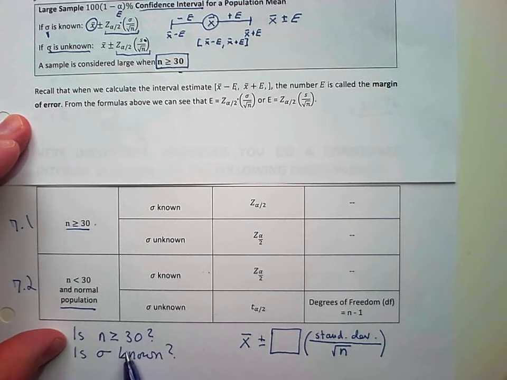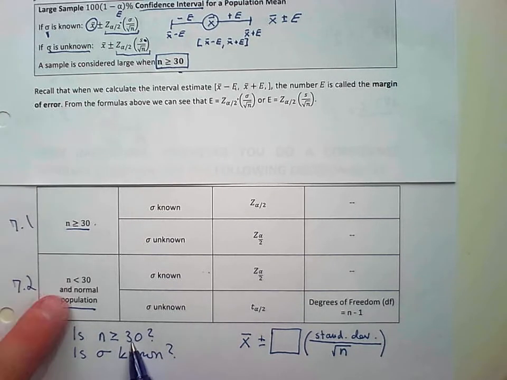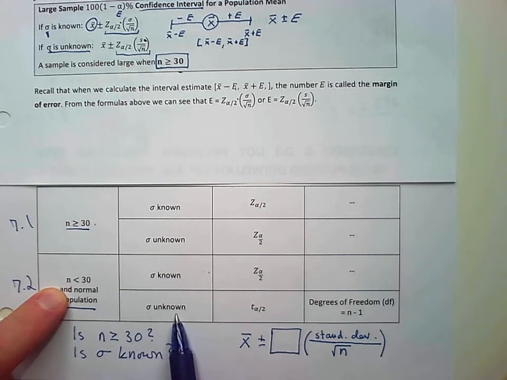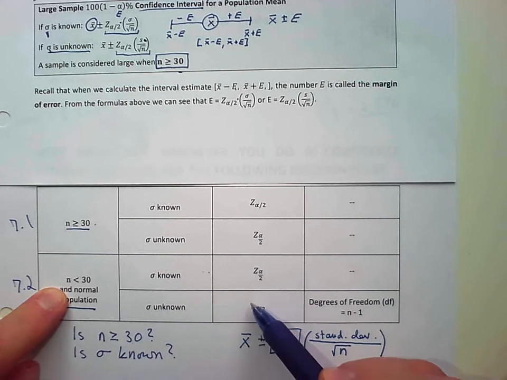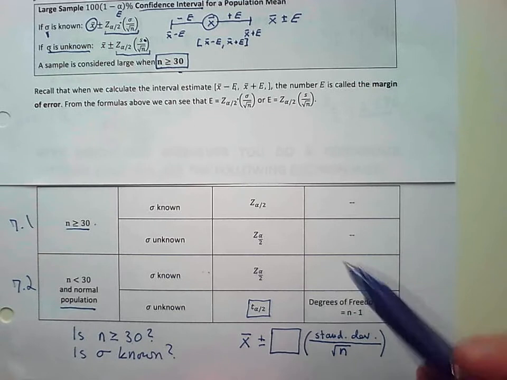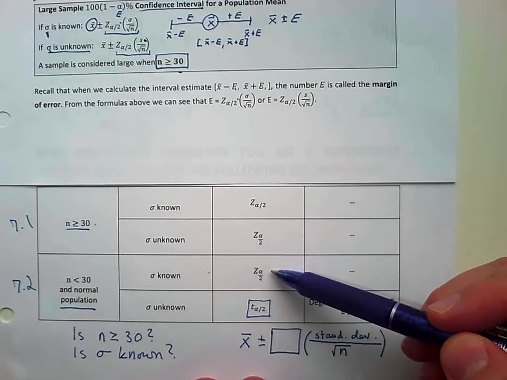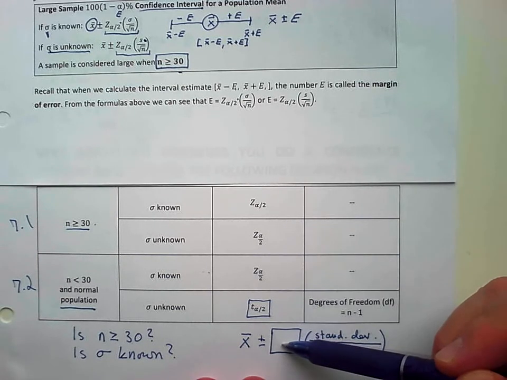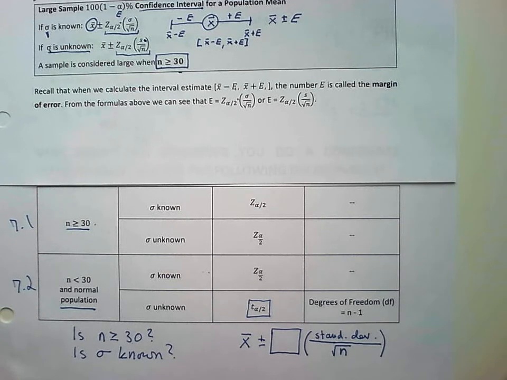If we answer no to the first question, so we're down here, and we answer no to the second question, is sigma known, now we're going to be down here. And if we answer no to both of those, we're going to start to use something called t. So in all of these cases right here, we're always going to have z sub alpha divided by 2 right here in this spot, except for the situation where we answer no to both of these questions.